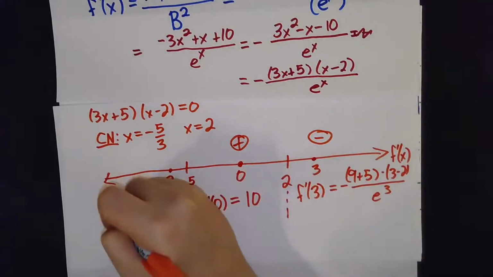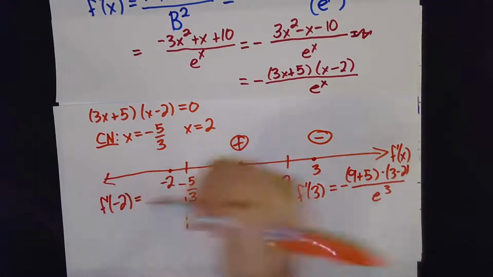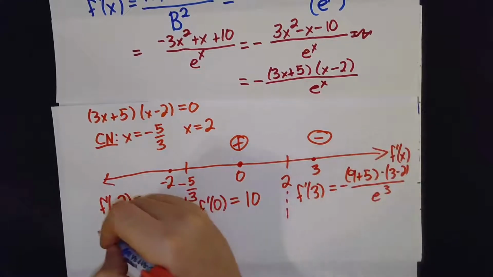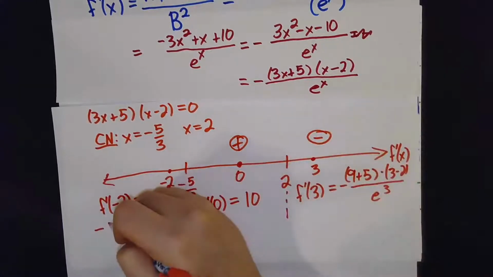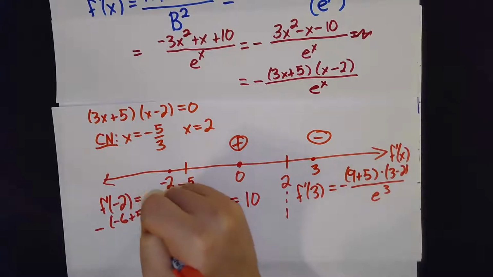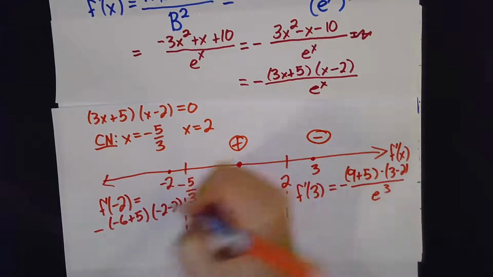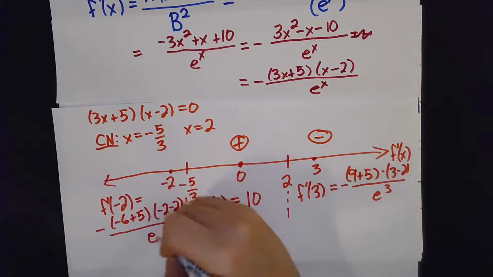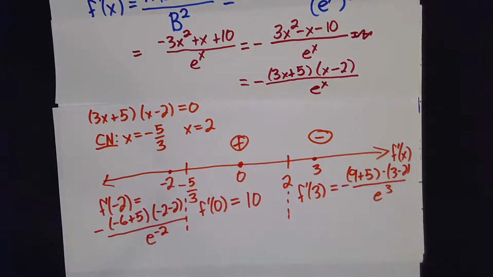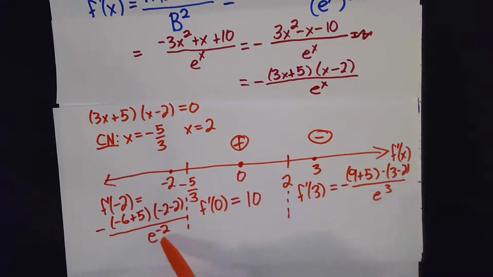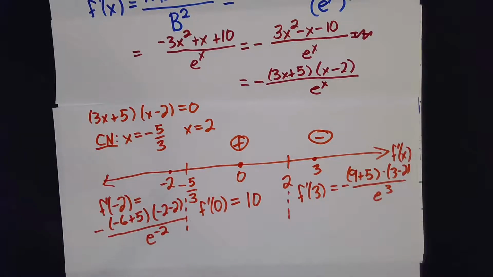And f prime of minus 2, that will be minus 6 plus 5 times minus 2 divided by e to the minus 2. Okay. Remember, e to every power is positive, so e to minus 2 is definitely positive. Okay. But then this is negative, this is negative, this is negative. 3 negatives multiplied together will give me a negative.